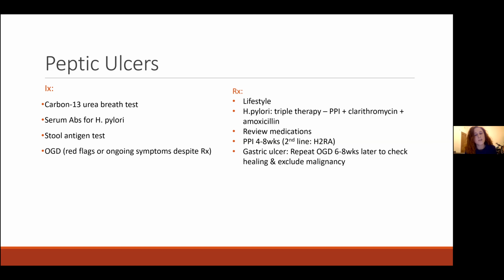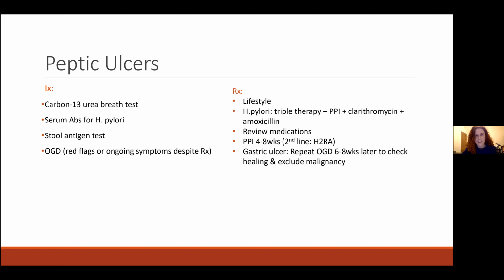You also want to review their medications because, as I said before, NSAIDs, SSRIs, steroids, and bisphosphonates can be a cause. You then give them a PPI for 4 to 8 weeks, and second line would be something like ranitidine. For gastric ulcers, you want to repeat the OGD because they may be malignant.